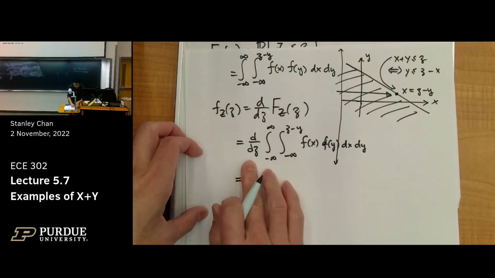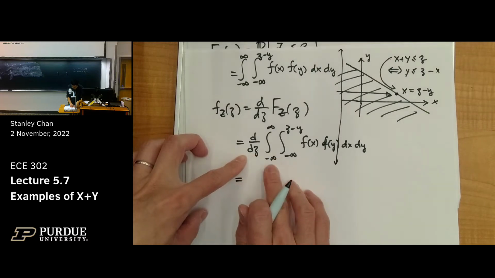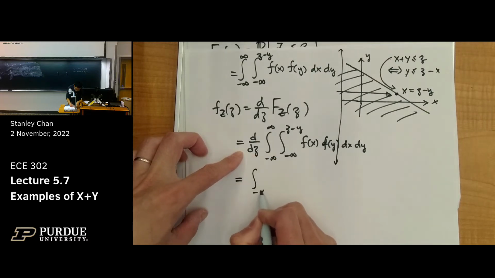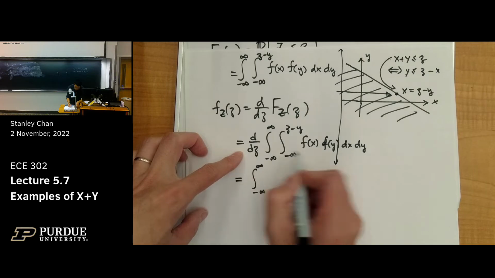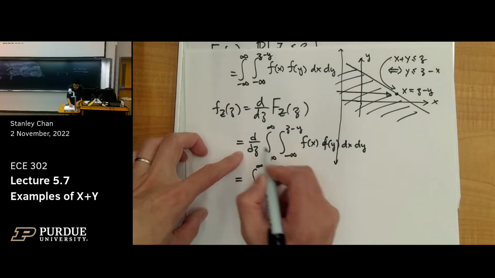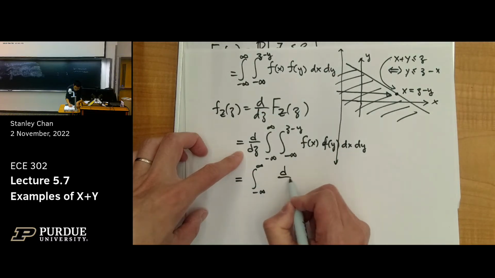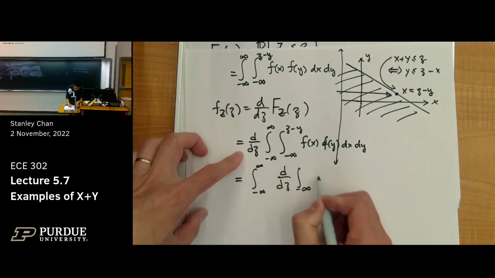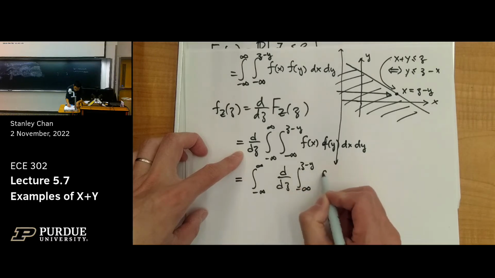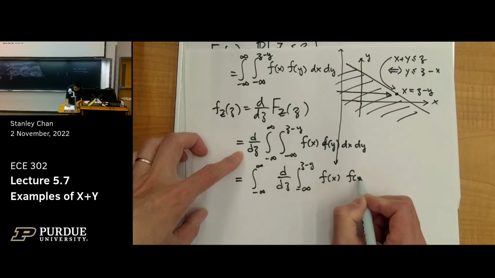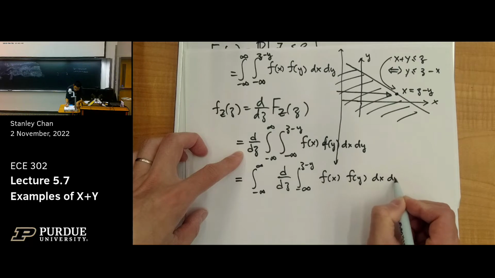Now you have this derivative and the integral, and I'm going to move this derivative inside, because I'm taking the derivative with respect to z. So I can move it inside the first integral. So you have d dz of the integral from minus infinity to z minus y of fx, fy, dx, and dy.